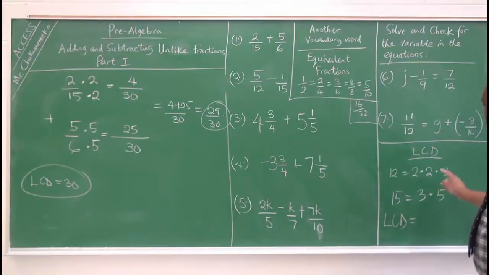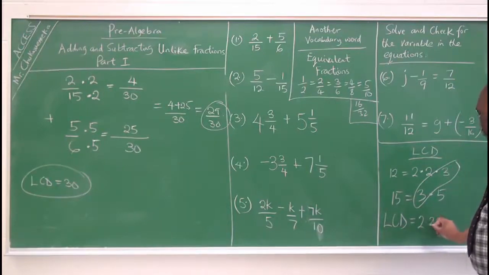The LCD will be all the prime numbers multiplied together, but if the same prime number appears 2 times, we count it 1 time. So this will be 2 times 2 times 3 times 5, right? 2 times 2 is 4, 4 times 3 is 12, 12 times 5 is 60.